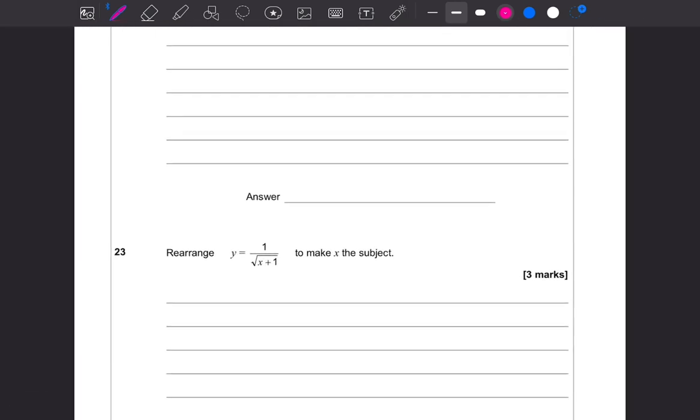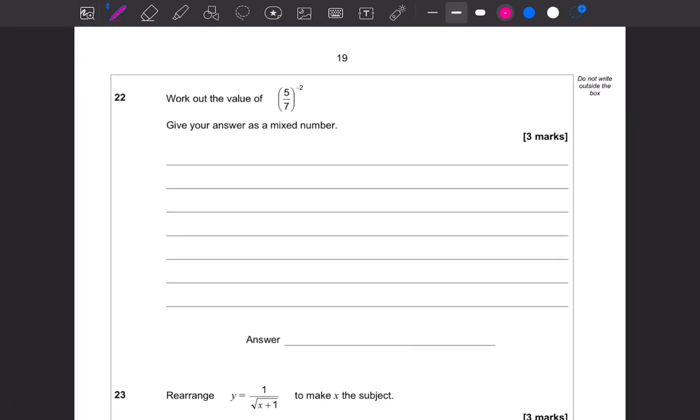Work out the value of 5 on 7 to the power of minus 2. So the minus flips it over. So we've got 7 over 5 all squared. Squaring it, 49 on 25. And it wants it as a mixed number. So we have to think, how many times does 25 go into 49? Once. Remainder 24. And over 25 still.